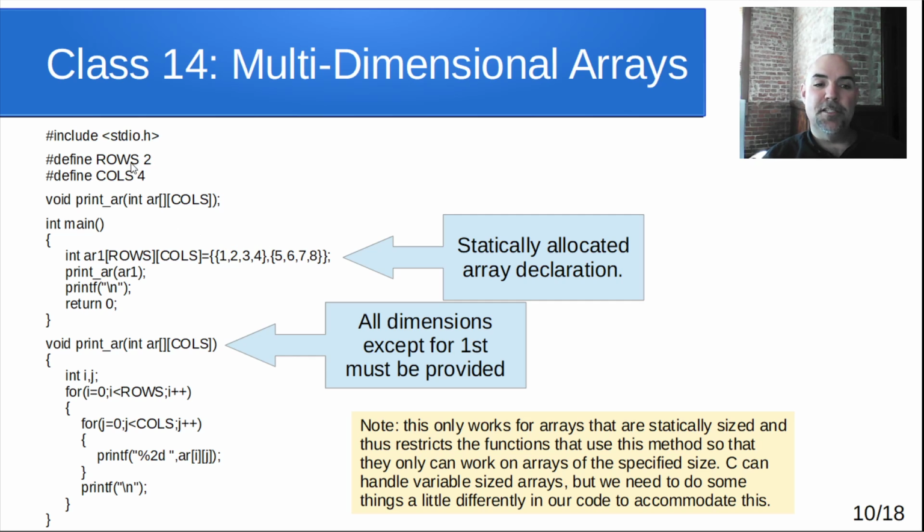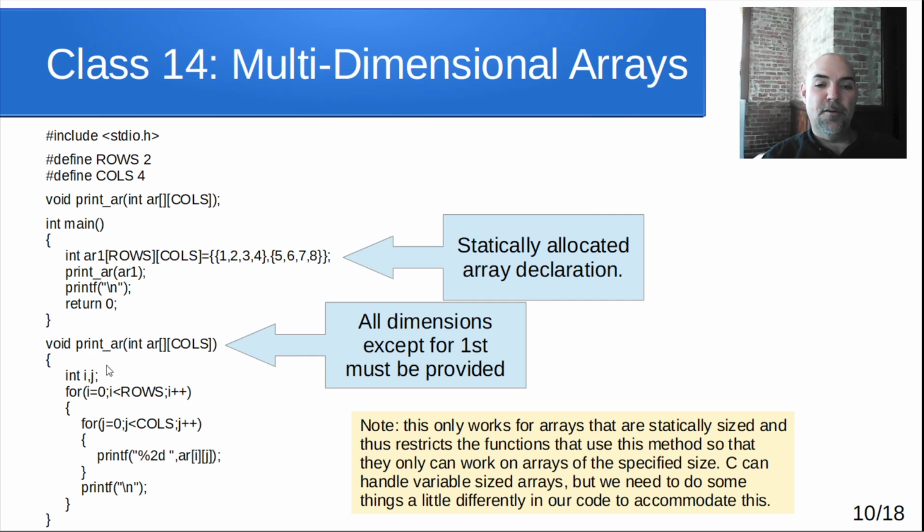And if we were to change the number of rows and columns to be like 5 by 6, and change these values to have 5 groups of 6 things each, then this would still print out the table properly because we've used the pound defined rows and columns down here.